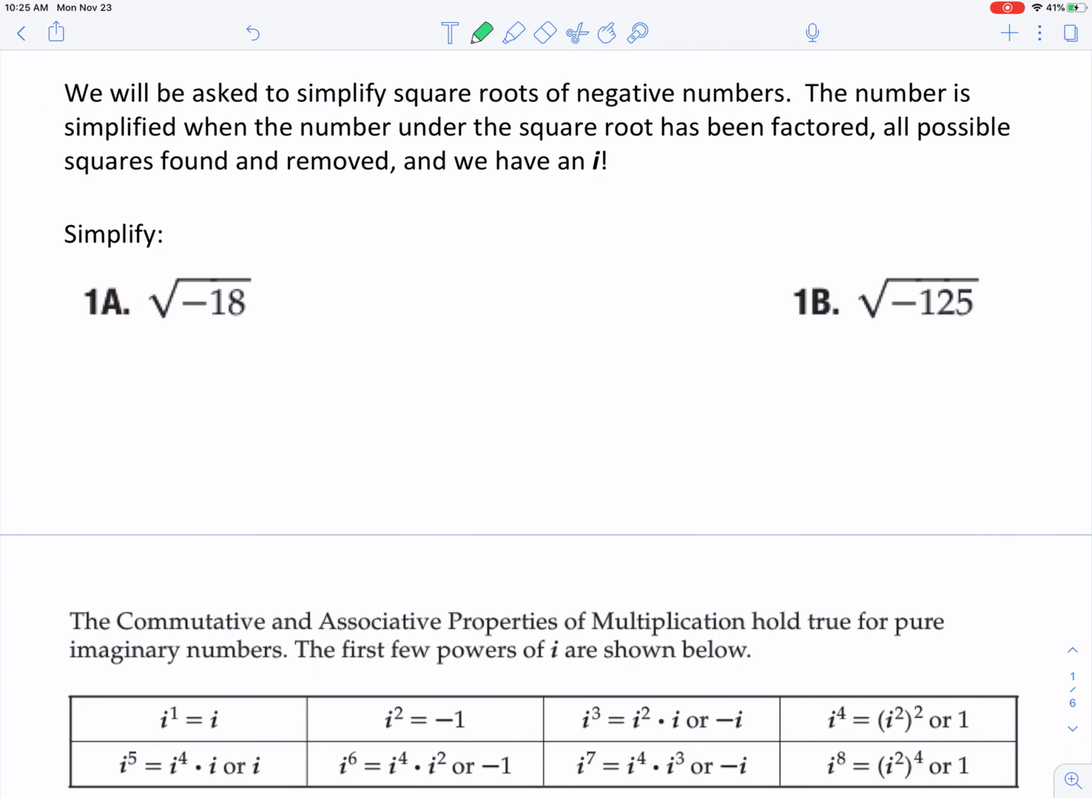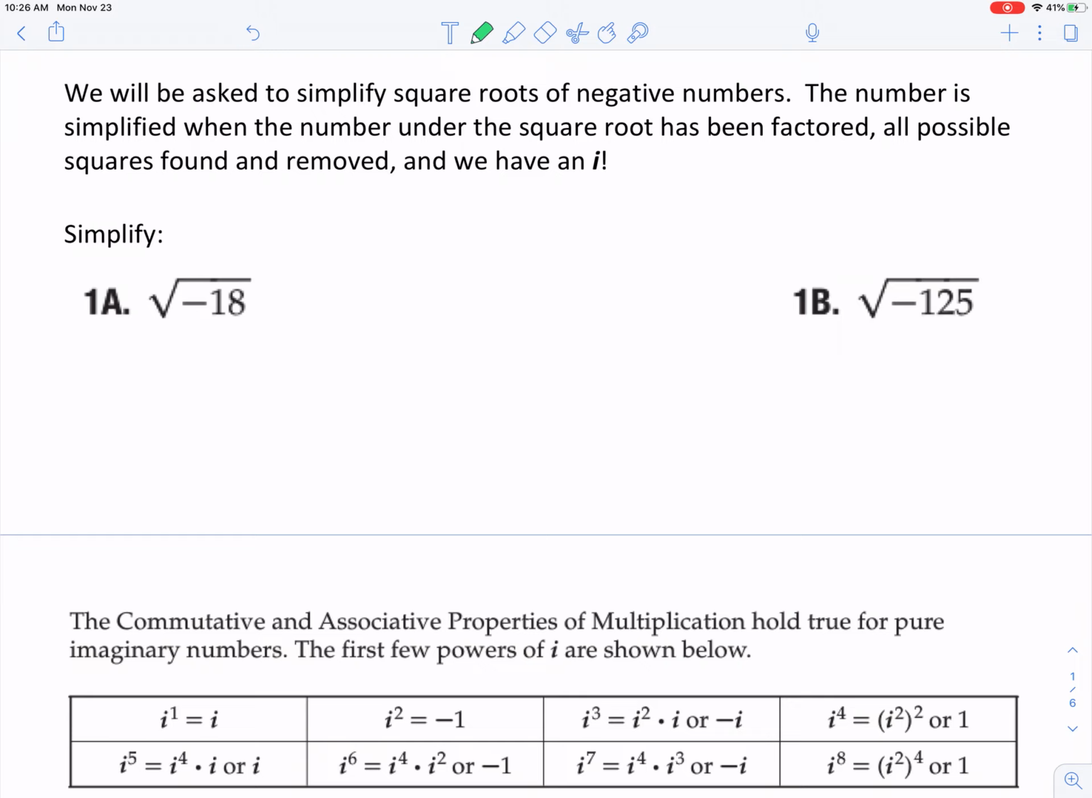You're going to be asked to simplify some square roots of negative numbers. The number is simplified when the number underneath the radical sign, the square root, has been factored with all the square numbers taken out. And then also we're going to take out that negative by using an i. So let's just do an example.